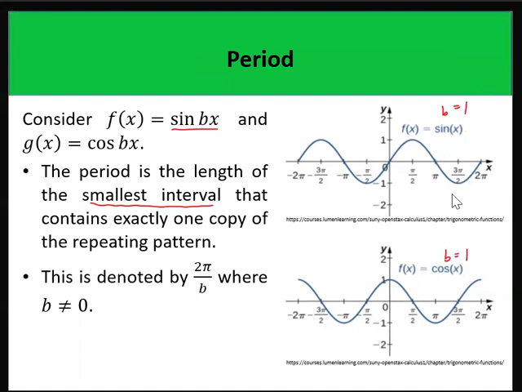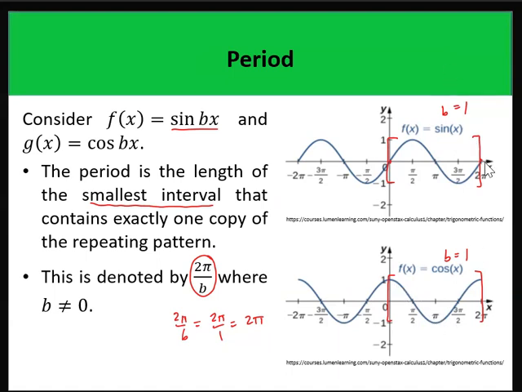For both of these functions, the value of b is 1, and the period is denoted by 2 pi over the value of b, where b is not equal to 0. So if b is equal to 1, then 2 pi over b is equal to 2 pi over 1, which is equal to 2 pi. So from 0 going to 2 pi, we see one pattern of the graphs of the basic sine and cosine function. Now, if we go beyond 0 and beyond 2 pi, then we expect that there will be another copy of this pattern.